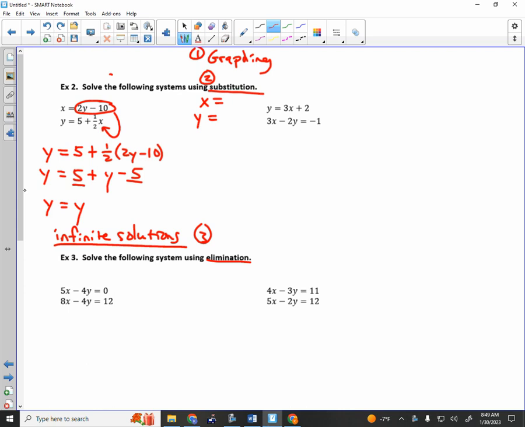For the next one, do you have an x equals or do you have a y equals? I have a y equals. Take that. I'm going to drop it right in for y. So I have 3x minus 2 times the quantity 3x plus 2. That equals -1.